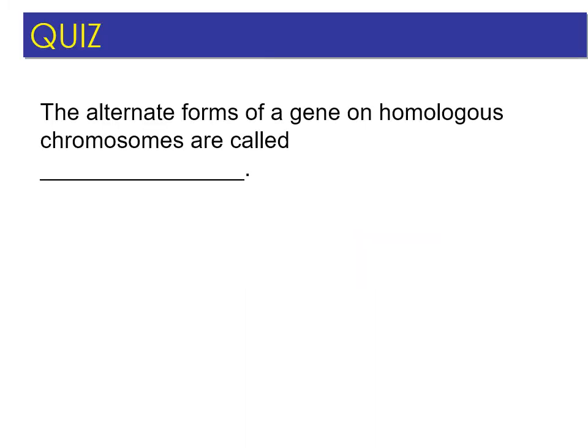This is the end of my lecture. Let's go through some quiz. The alternate forms of a gene on homologous chromosomes are called alleles.